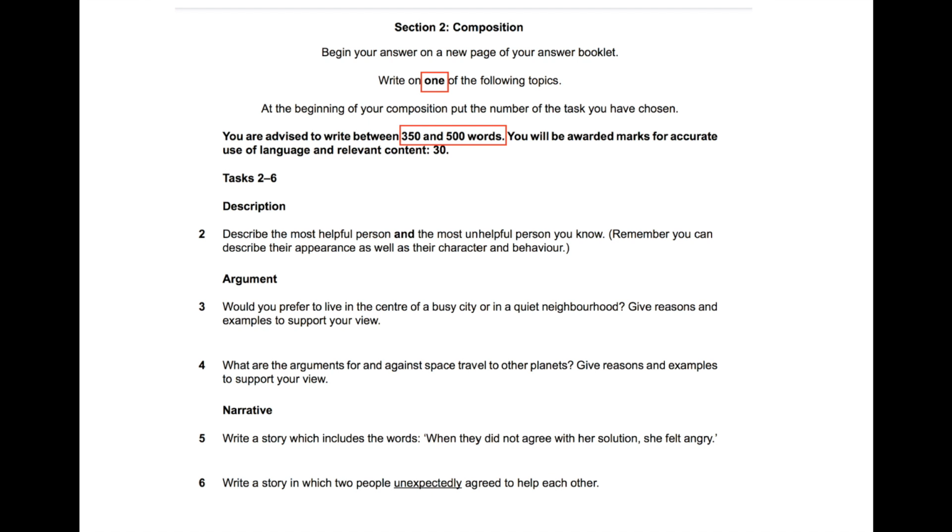Now, there is one descriptive piece of writing, which is question number 2. There are 2 possible argumentative essays, which are questions 3 and 4. And there are 2 narrative options, which are questions 5 and 6. The word narrative is a complicated way of saying a story. Now, in Section 2 of the writing exam, you are required to write between 350 and 500 words. So remind yourself, of course, you don't have to answer all of those questions. You just select one, the one that you are most comfortable with.